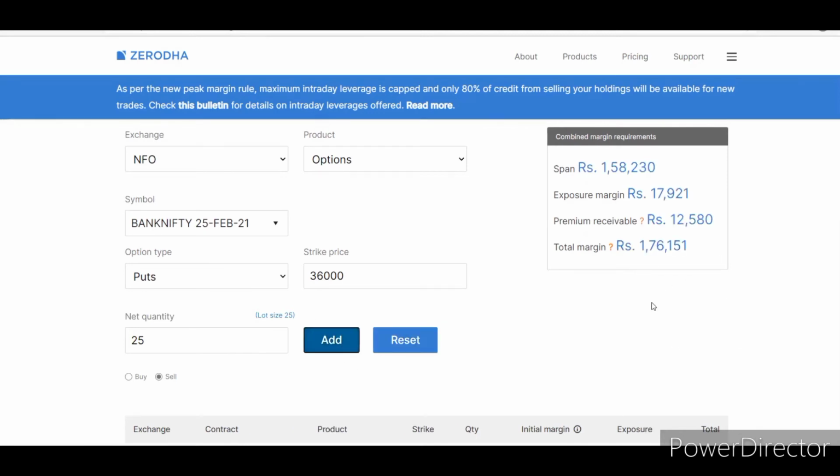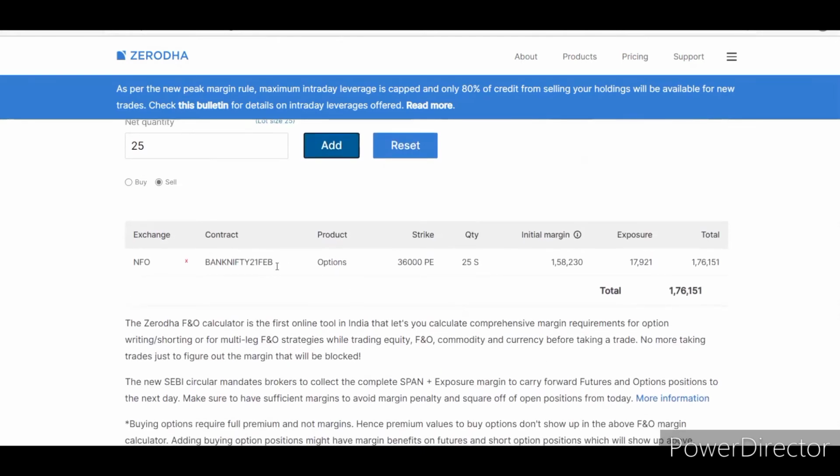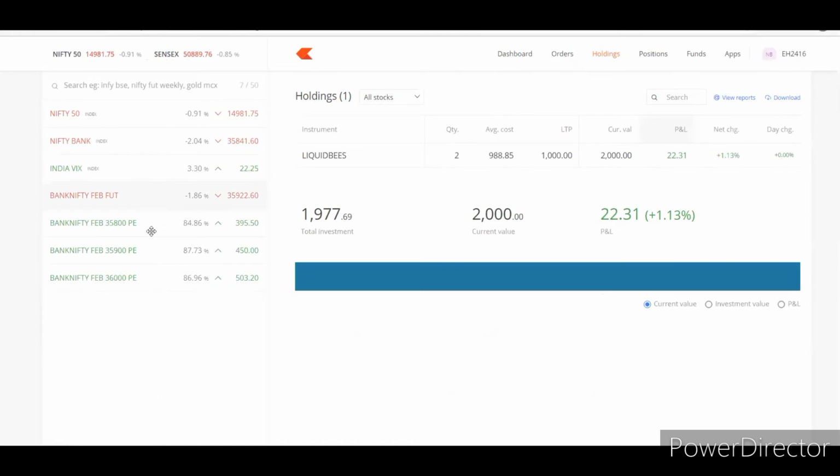Here you can see the margin requirement for selling one put option of 36,000 strike price is around 1,80,000. It is 1,76,000. So if you are selling naked, your margin requirement will be 1,76,000 if you are going to hold it. What is the premium that you are receiving by selling the 36,000 put option? Currently the price of the 36,000 put option is, as you can see, 503. So you are getting 503 rupees premium.